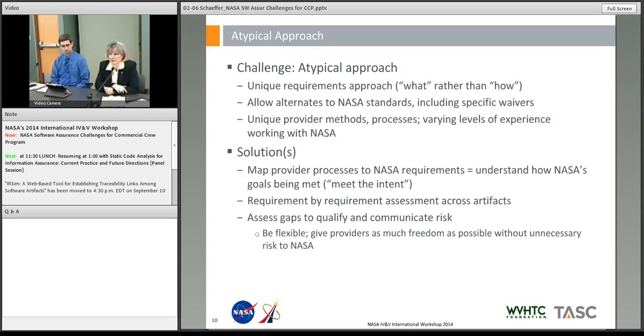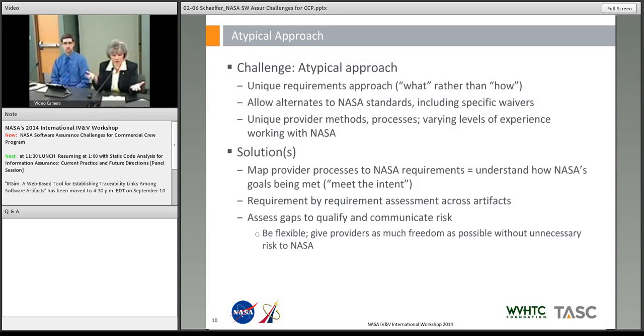Providers are, again, unique. They have their own way of doing things. We had everything from a company who had worked with NASA for years to one who had never worked with NASA, and we had issues with communication: acronyms that they didn't understand that we tend to use every day, wording that we were asking for, concepts that we were asking for that they didn't work that way. They just did things differently, and so we had to adapt.